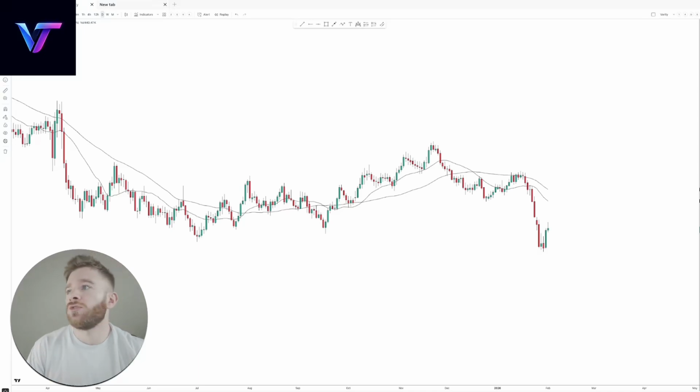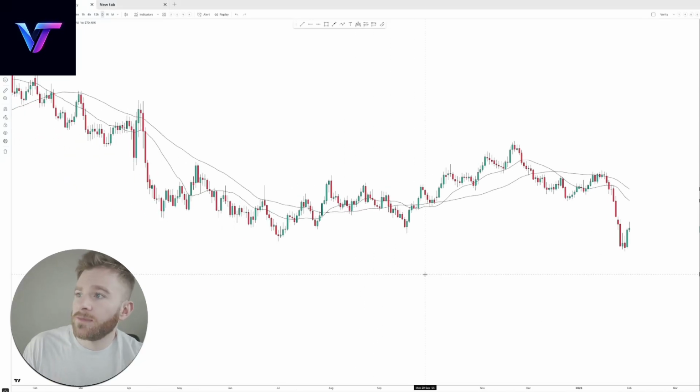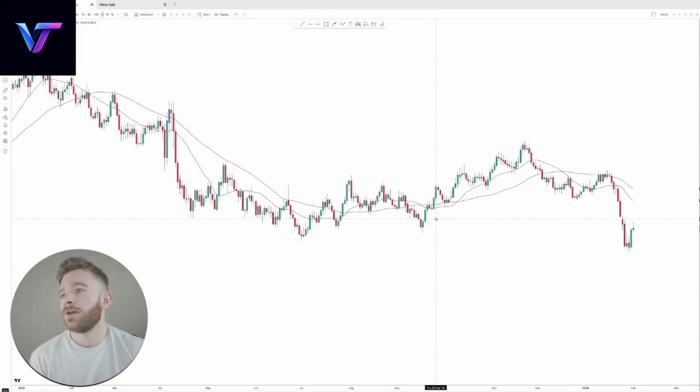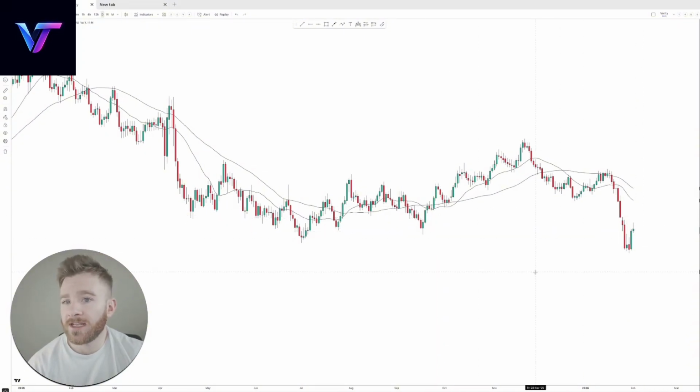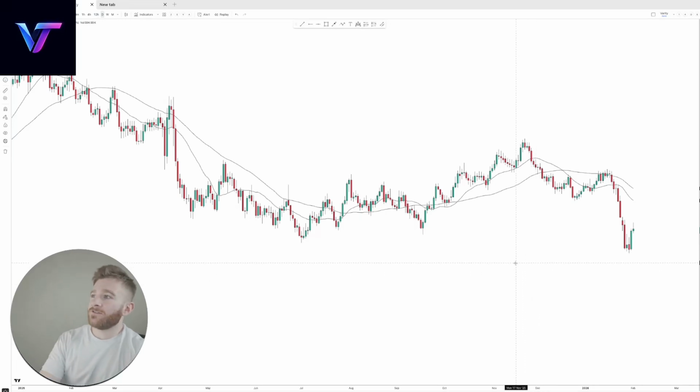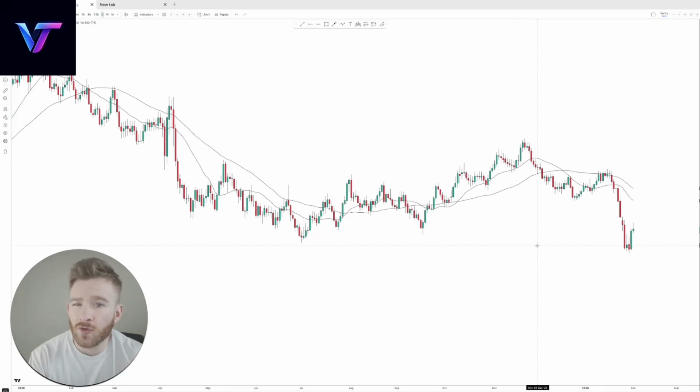So let me just show you here. This is a custom chart, and it's a chart of the US dollar. You do have the US dollar index, but the US dollar index is heavily saturated by the euro. Therefore, it doesn't make it a good chart for trading, because it's like 56.4% euro, so you don't really get a representation of how the currency is performing.